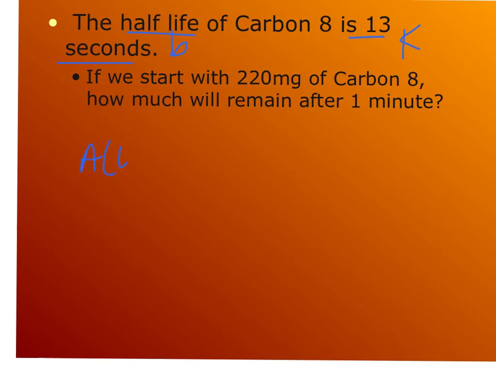So our formula again isn't changing. A sub 0, b to the t over k. As we start to plug in, A sub 0 is 220 milligrams. Our factor in this case is 1/2 since it's a half-life. We'll see a lot of half-life problems in this section. b and k go together. We said our k was 13 seconds. And we want to know how much is remaining after 1 minute. So our t value will be 60 seconds. So we'll make sure we have the same units. It doesn't matter whether you use minutes or seconds or which unit you pick, as long as they're the same. Which way you convert doesn't matter.